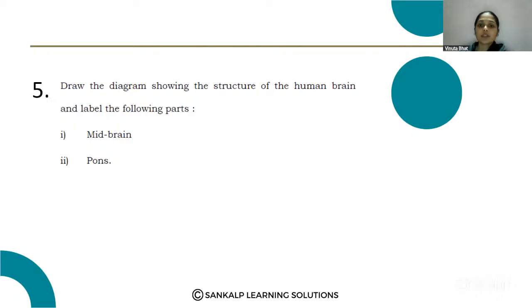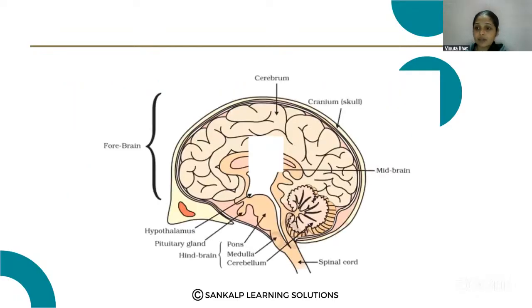Draw the diagram showing the structure of the human brain with the following parts: midbrain and the pons. This diagram is very important. In many question papers you can see this question: draw the neat labelled diagram of the human brain.